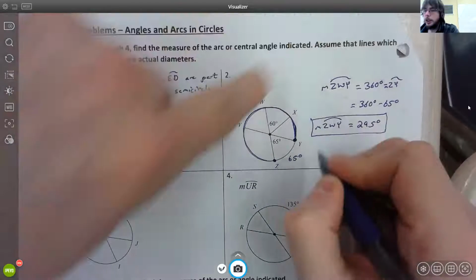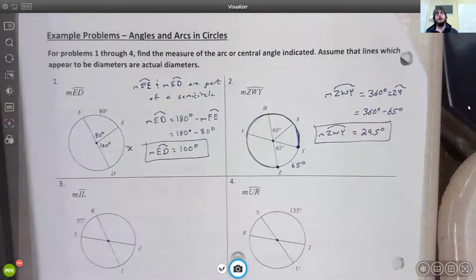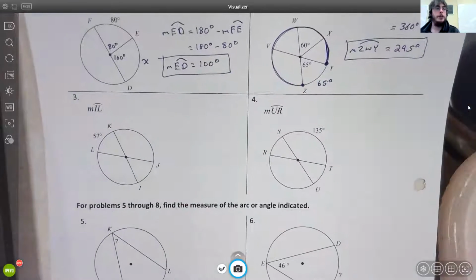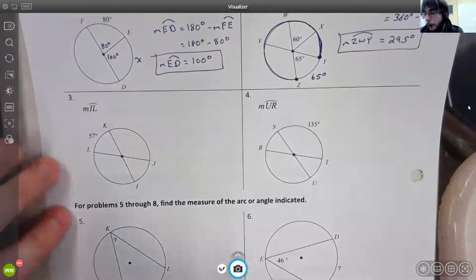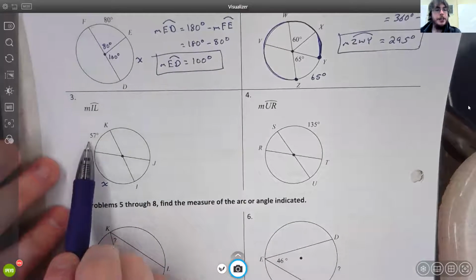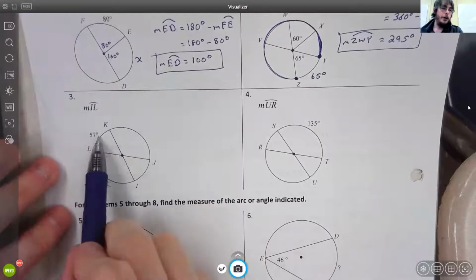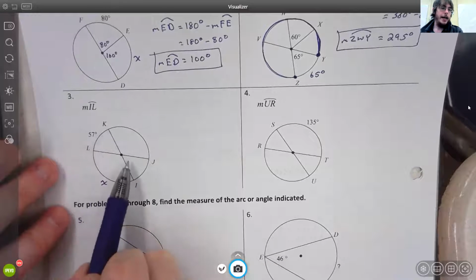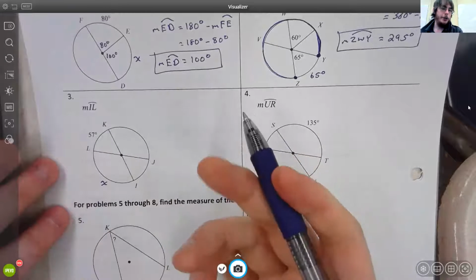Okay, so in a lot of these problems, you're going to have to make use of the fact that the sum of the angles and arcs in a circle is 360 degrees. All right, number three, we want to find the measure of arc IL, which is this arc here. So we have a 57-degree arc here at LK. And you should be able to tell that KI and LJ are both diameters.